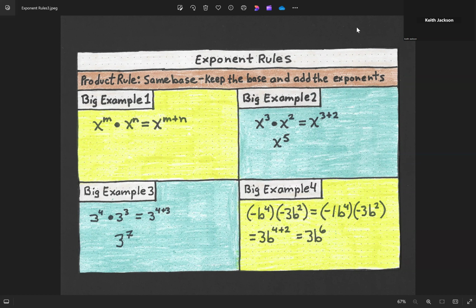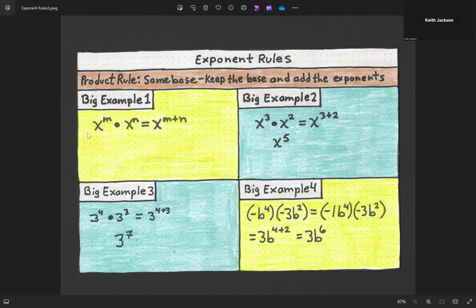Today, you're looking at the third video in a series of videos related to the rules of exponents. And what we're going to do today, we're going to harken back to the product rule because there was something I wanted to explain as relates to the product rule. But the same thing still applies. We keep the base and add the exponents. And let's take a look at big example 1, 2, and 3 to help us remember that product rule.